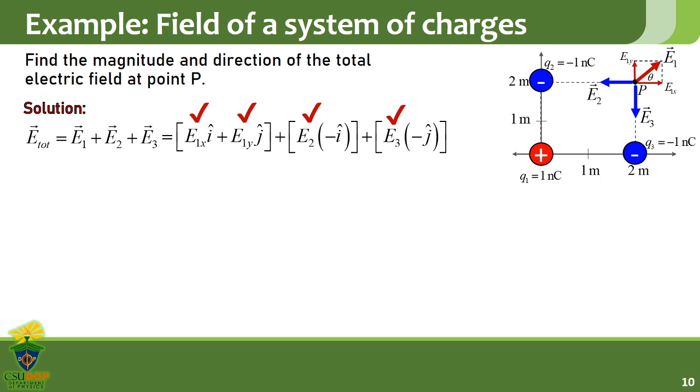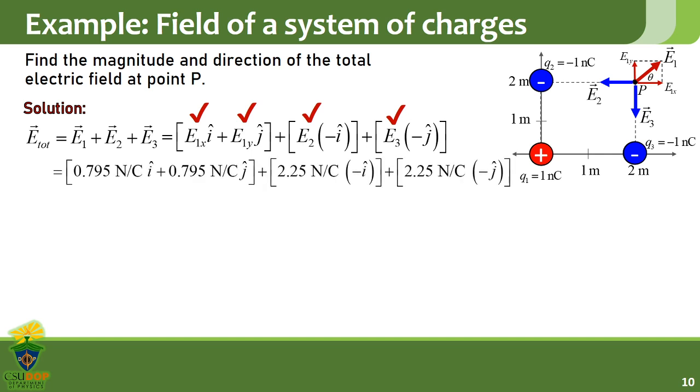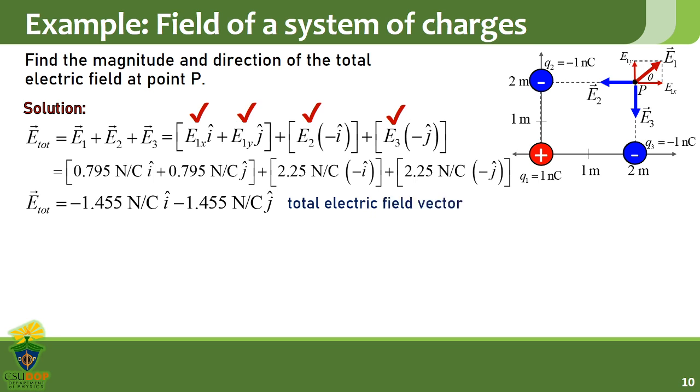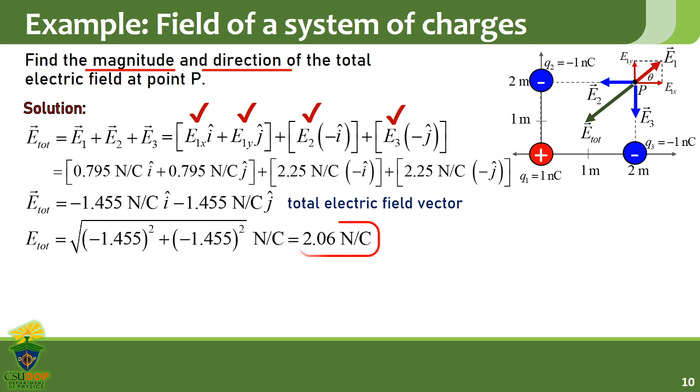Now knowing the four unknowns, we can then proceed to evaluate the total electric field vector. Substituting all the values that we have obtained to the original equation, we get the component form of the total electric field vector. Note that this vector has both negative x and y components, which means that it will be pointing in quadrant 3. However, this is not the end of this problem. The problem requires us to get the magnitude and direction of the total field vector. To solve for the magnitude, we again use the Pythagorean theorem to obtain a magnitude of 2.06 newtons per coulomb.